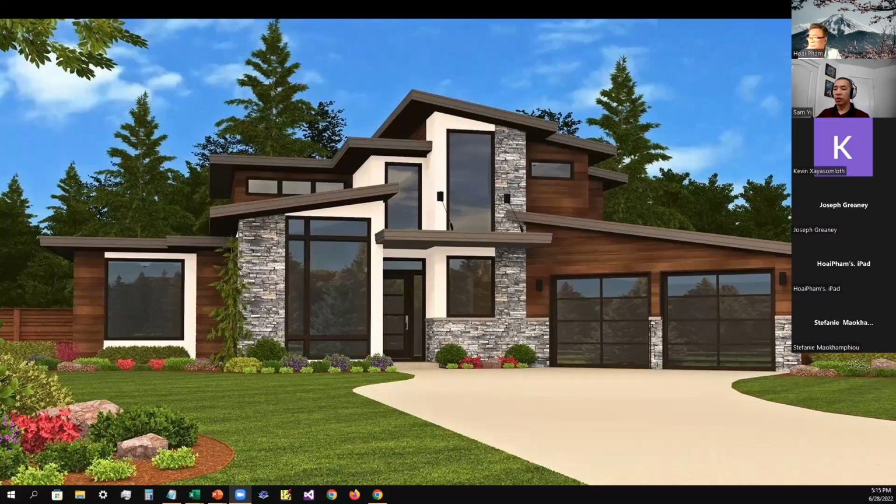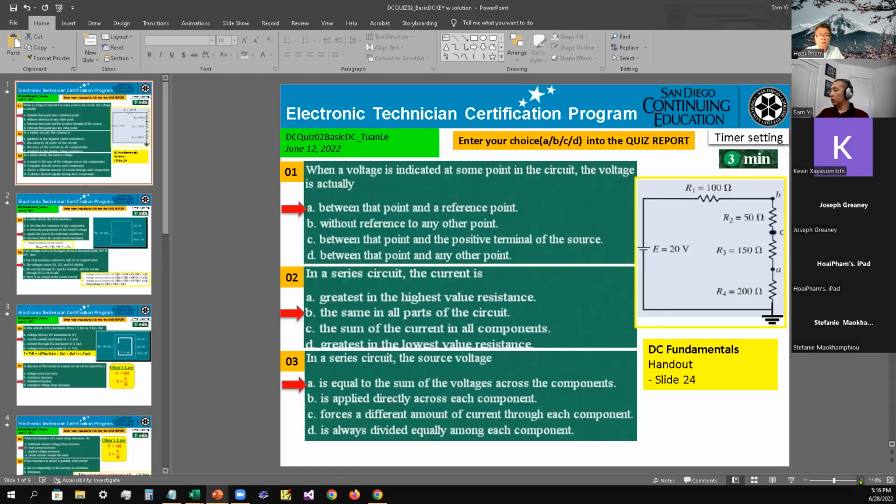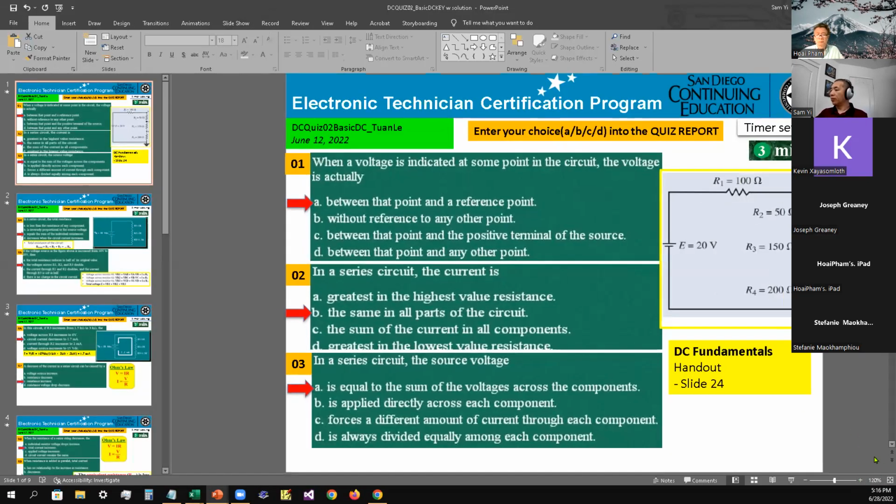Okay, so quiz number 2. So pretty much, this is just a basic concept from the DC. So you can find most of these answers from the DC fundamental handouts.